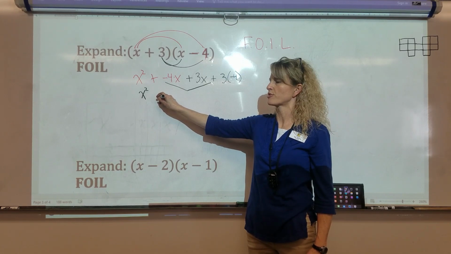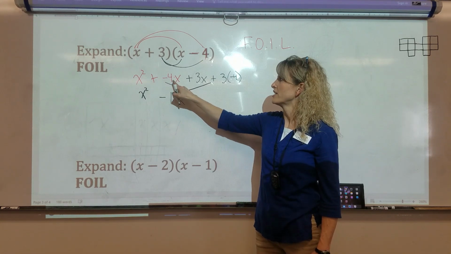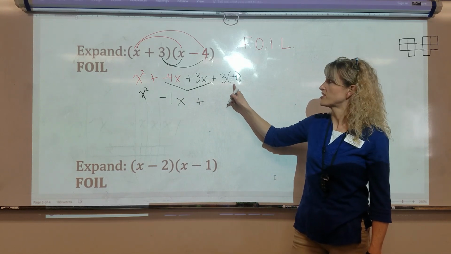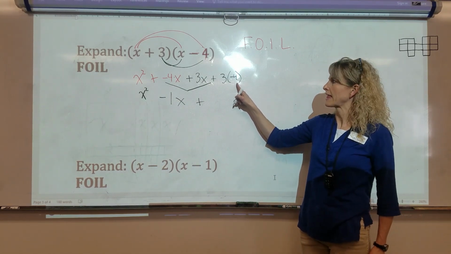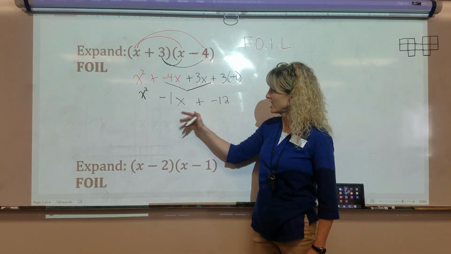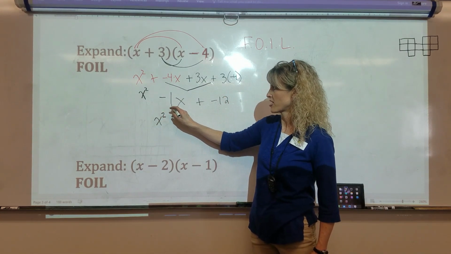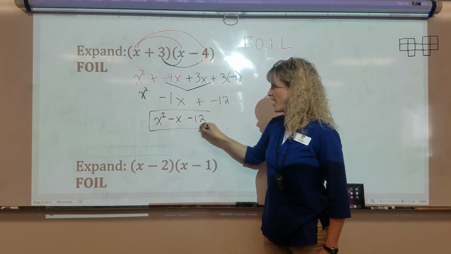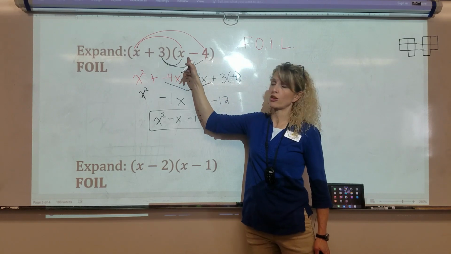Okay, let's get some help from Sophie. Negative 1x, right? So negative 4 plus 3 gives me negative 1x. All right, give me 3 times negative 4, Avery. Negative 12, good. And then I'm just going to clean up my last step, make it as simple as possible. Negative x minus 12.